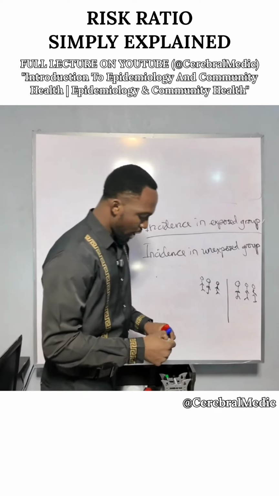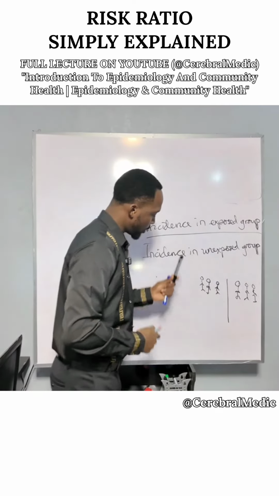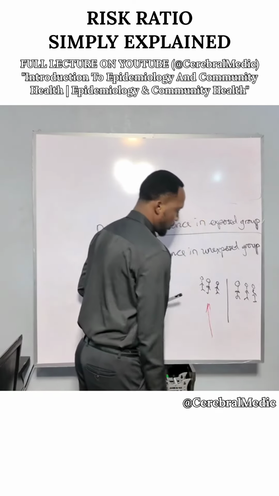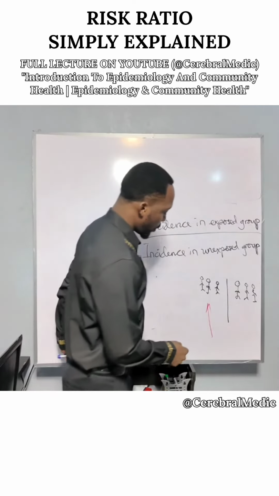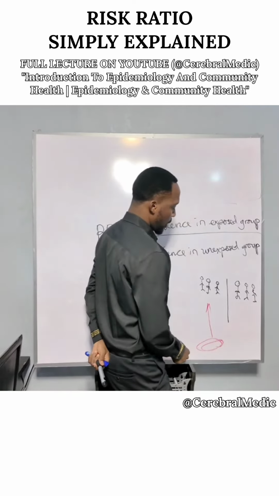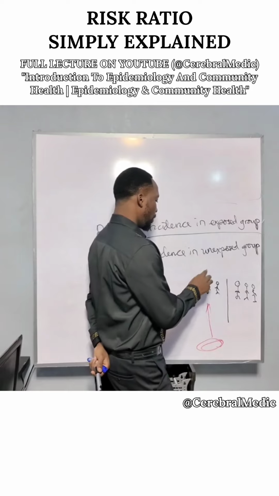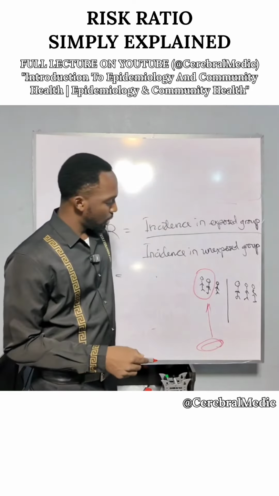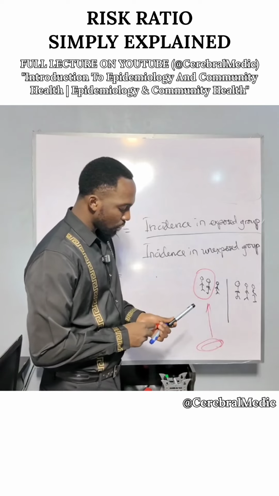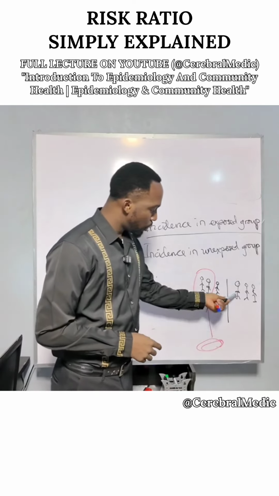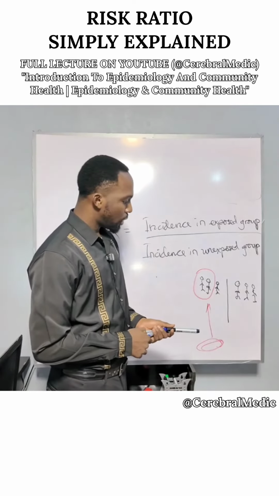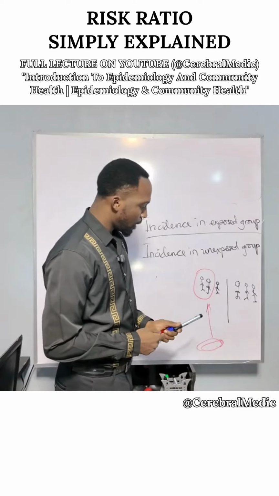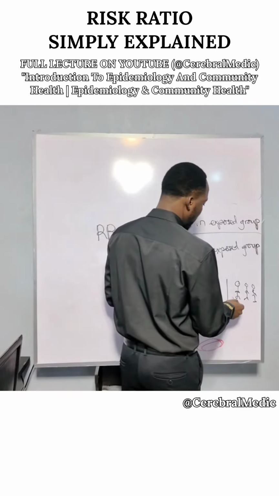In this first group of people, we expose them to something. I'm spending time here because I want you to understand what I mean. Now, we expose them to a factor. And having exposed them to the factor, we have two people being affected, whereas the unexposed, the incidence in them is just maybe one.